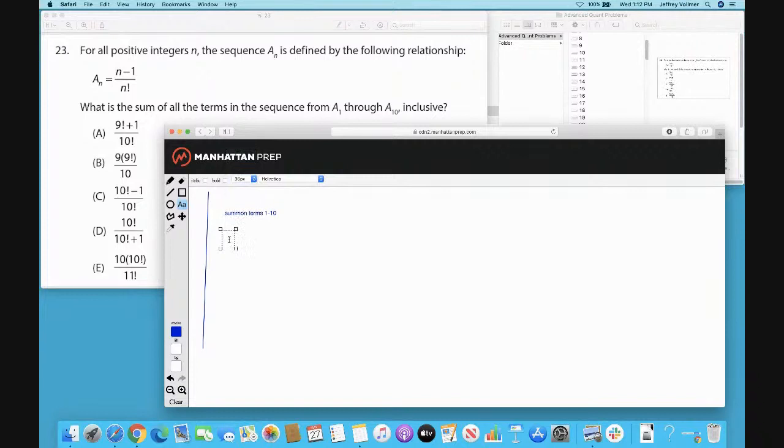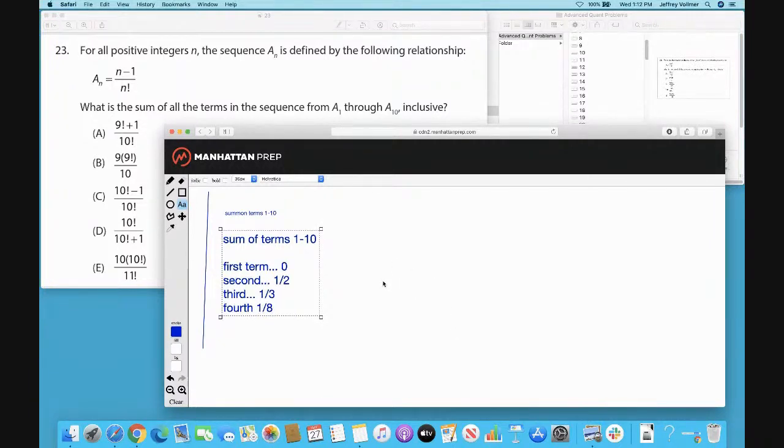Normally I would type in 18 font. Sum of terms 1 to 10. All right, what's the first term? 0. Second: 2 minus 1, 1 over 2, so a half. Third. Normally for sequence problems, I just need to type a bunch of these out and see what happens. Third would be 2 over 6. Fourth would be 3 over 24, so an eighth.